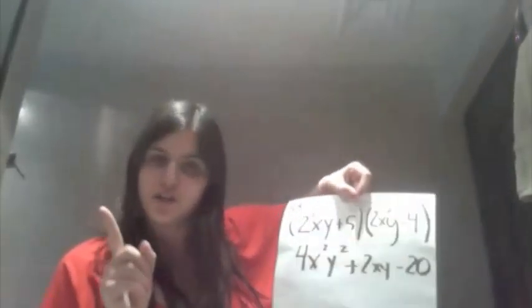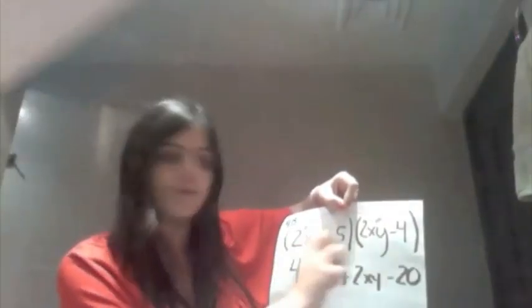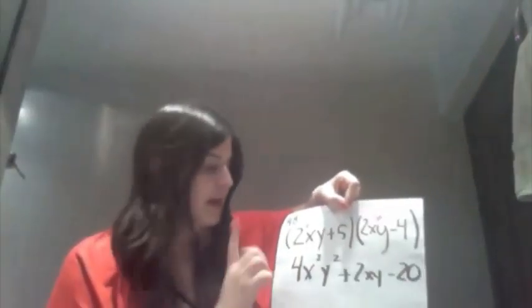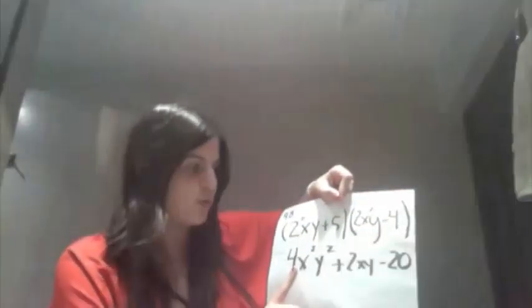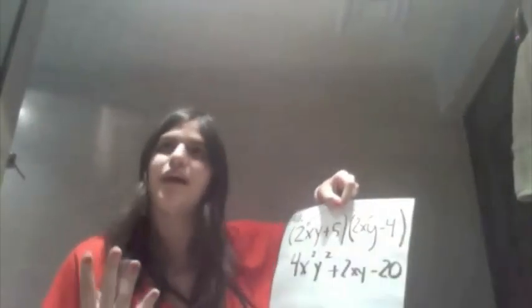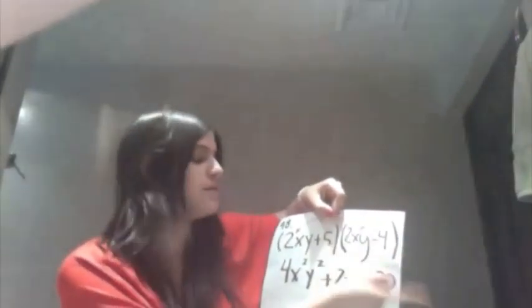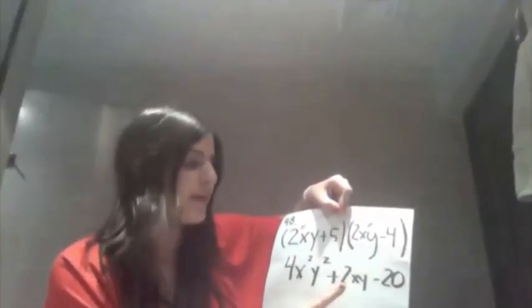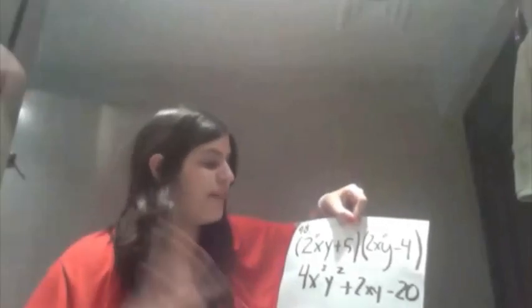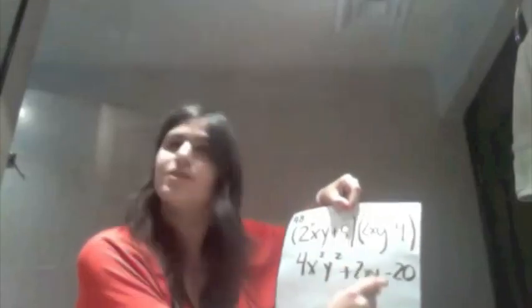The first thing you need to do is see which common terms you have. So 2 times 2 equals 4. Then x times x equals x squared. Y times y equals y squared. After that, the second step is you need to add the 5 and the 4, these two numbers, and then multiply them by the 2. The result of that is 2xy. After that, you need to multiply the last terms. So, 5 times minus 4 equals minus 20.